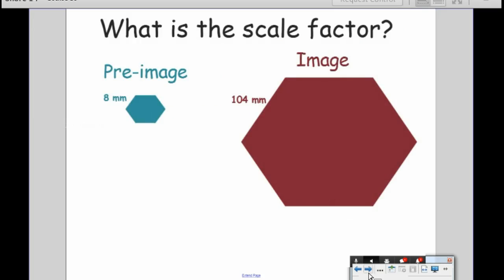Let's try one more. What is the scale factor? So you do second over first. Ooh, I like how this shows up in a dark figure. That's pretty. And the scale factor is 13 times bigger. Okay, we get the idea.